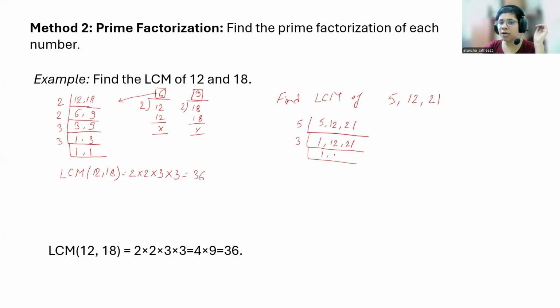So 3 and 12, you will have 4, because 3 into 4 is 12. So if you divide 12 by 3, you will get 4. Similarly, you know that 21 is divisible by 3. So if you divide 21 by 3, you will get 7.